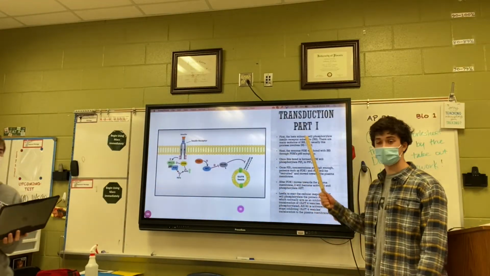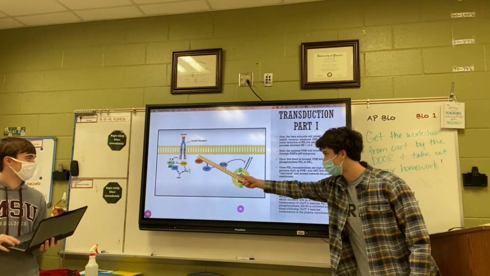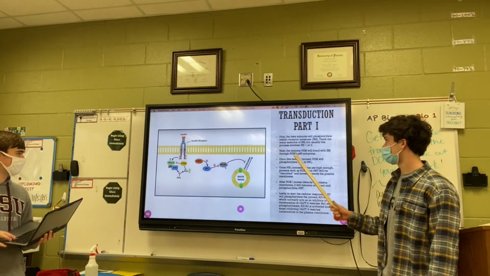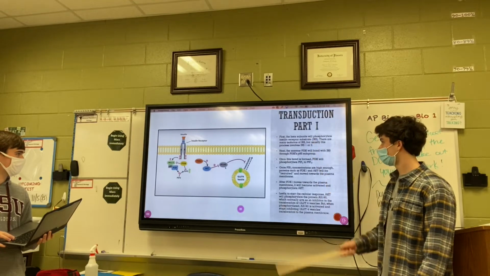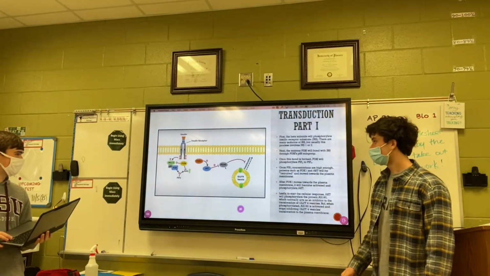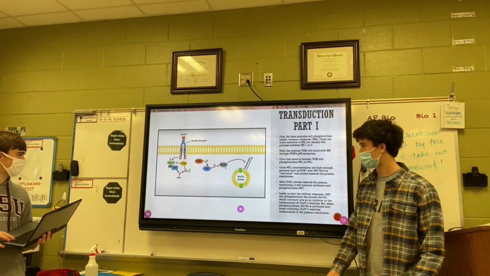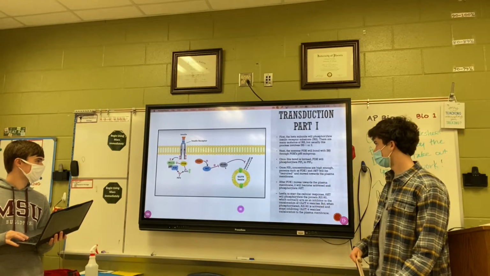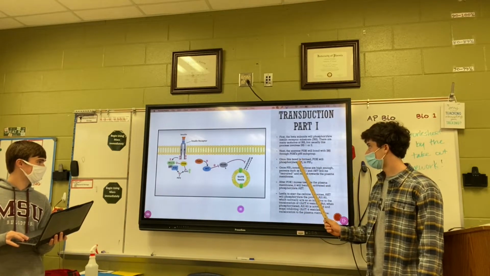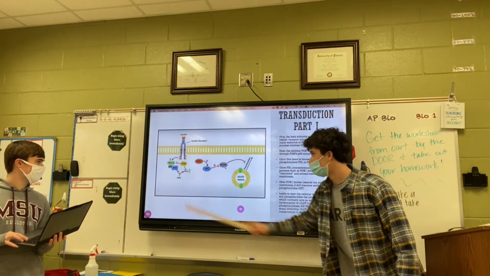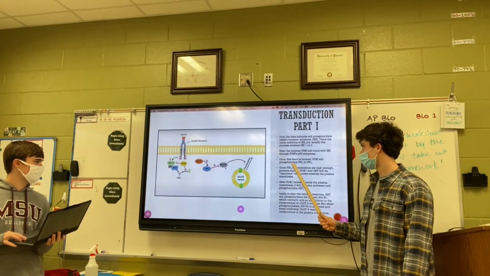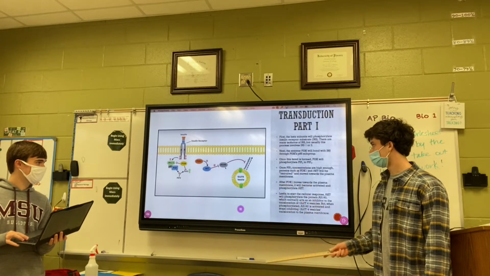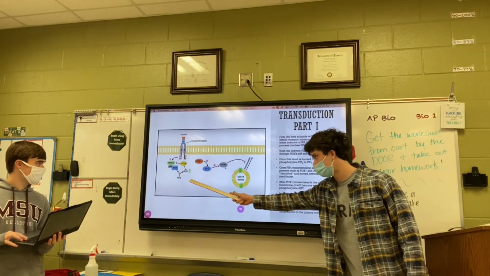Okay, for transduction part 1, the first step is over here, where the beta subunits of the RTK will phosphorylate the insulin receptor substrate, otherwise known as IRS, right here. So there's multiple types of IRS, but typically we'll be dealing with just IRS1 or IRS2. After IRS1 is phosphorylated, the enzyme PI3K will bond with IRS, as seen here. This bonding is done through PI3K's p85 subunit. Once this bond is formed, PI3K will phosphorylate PIP2 to PIP3, as seen there.